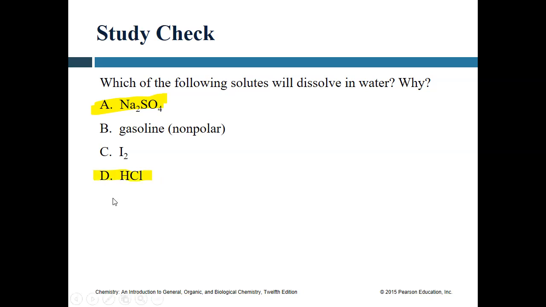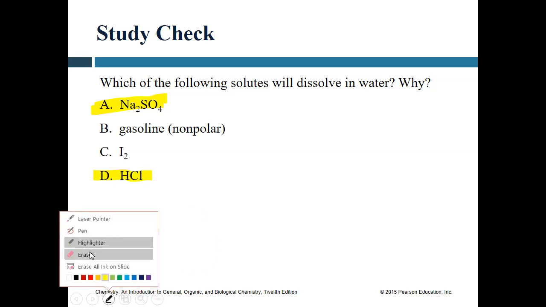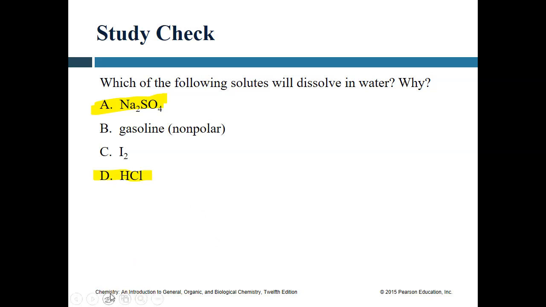HCl does dissolve in water. When it does, we know it as hydrochloric acid. To answer the question why, the answer is pretty simple. Like dissolves like. The things that are highlighted are polar like water. The things that are not are non-polar and wouldn't dissolve in water as a result.